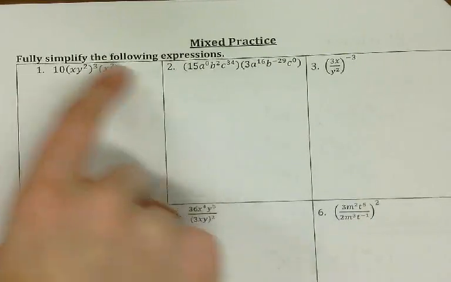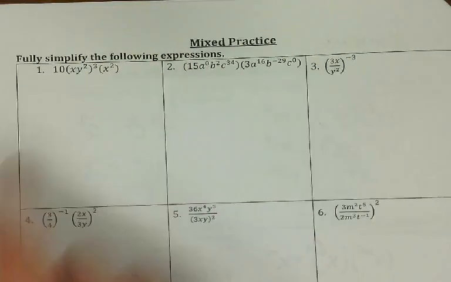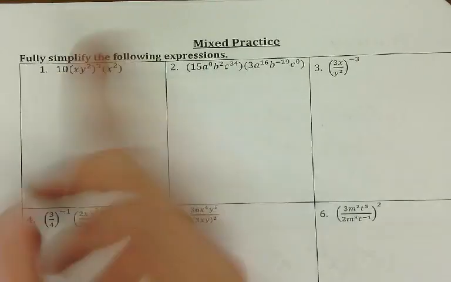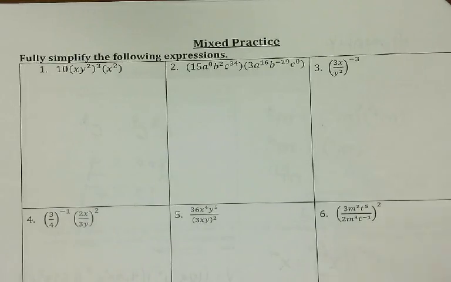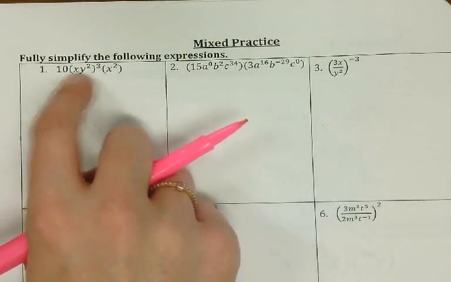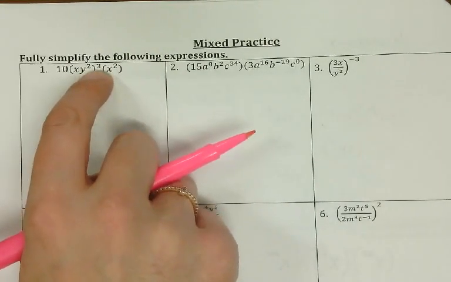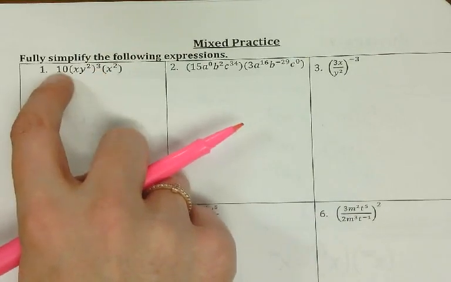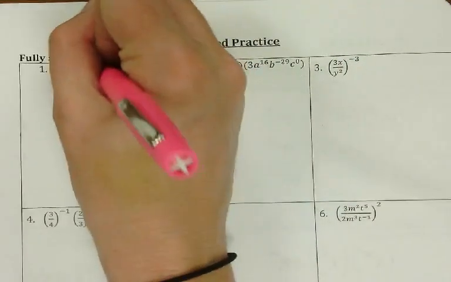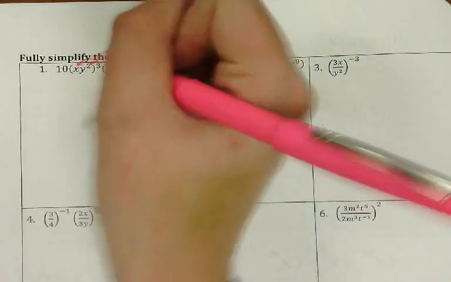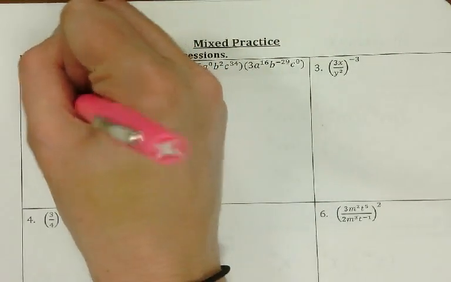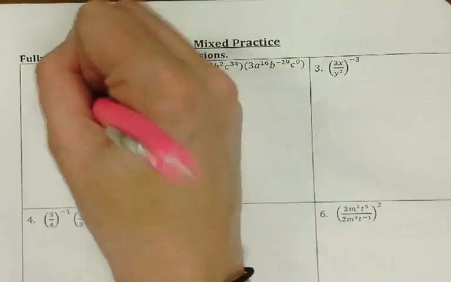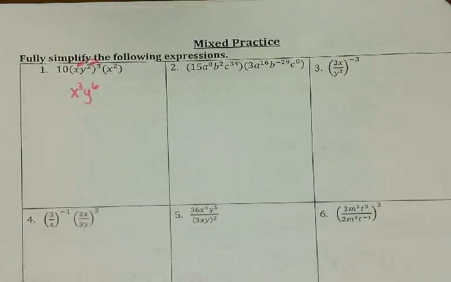So, guys, this is where we get in trouble, when we've got a lot of things going on. First we have to do that power to power rule. But, y'all, what is that 3 raising? Is it the 10? No. It's just the x and the y. So that becomes x cubed, y to the 6th. Are y'all comfortable with that?